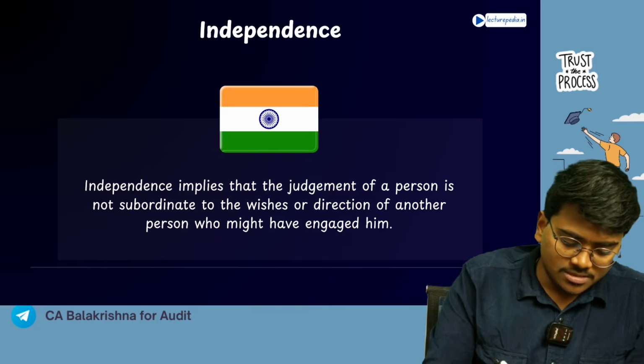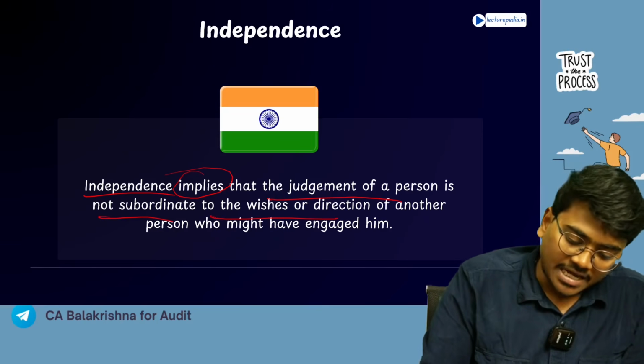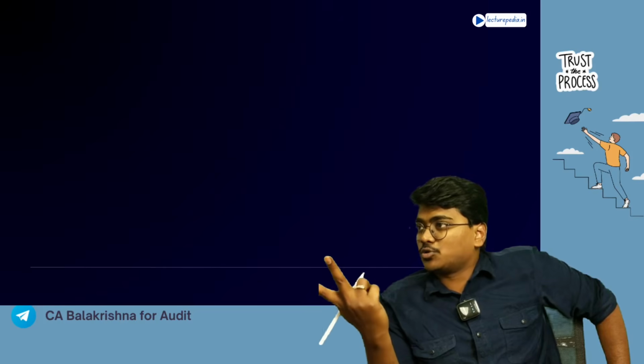Firstly, independence implies that the judgment of a person is not subordinate to the wishes or direction of another person who might have engaged him. This you know. Before discussing threats to independence, there are two perspectives to independence. Just like for complying with the fundamental principles there are two approaches, principle based approach and rule based approach, even for independence there are two perspectives: one is independence in mind, and the second is independence in appearance.